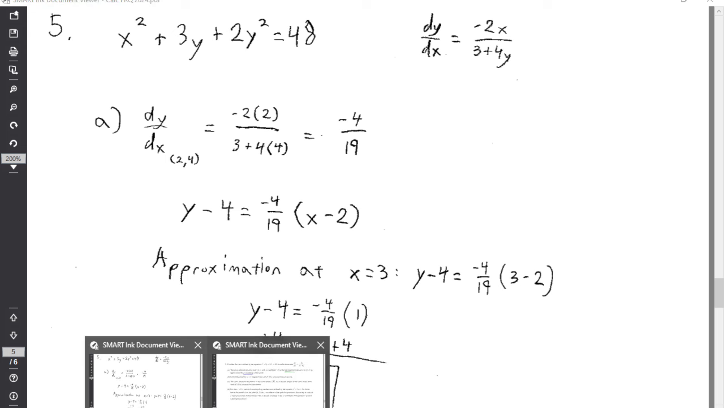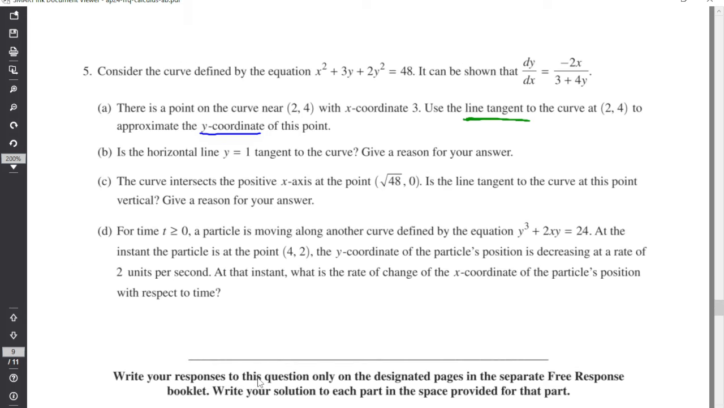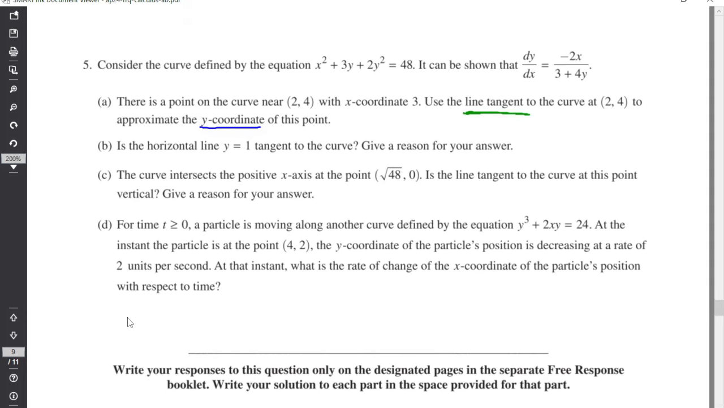Now part B, here's where some of the wording gets tricky. Part B says, is a horizontal line y equals 1 tangent to the curve? So y equals 1. First of all, the y coordinate has to be 1 in order for it to be tangent to the curve, because it has to be on the curve. And if it's a horizontal line, then dy dx has to equal 0 at that point. Now, the only way for dy dx to be 0 is if x is 0. So really, our question is, when y is 1, is x 0?